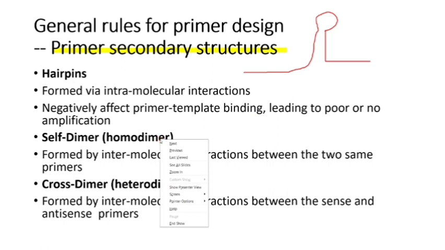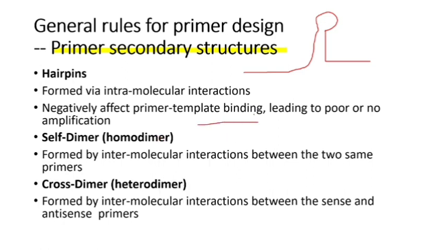Self-dimer, homodimer can occur. There will usually be two primers in PCR, forward primer and reverse primer. This forward primer itself can self-anneal. They can form a dimer, so they will dimerize with each other. If the sequence is such that it can self-dimerize, it will not bind to the template. So we can't get the product.